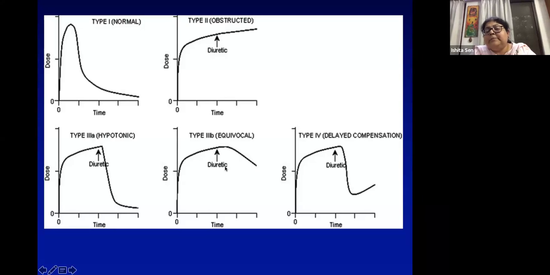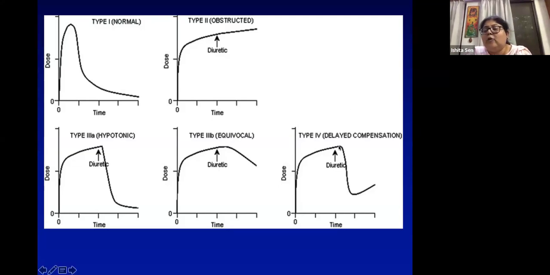Now, the type 3B curve is an equivocal curve. Here, you give the Lasix, and while there is a dip, the dip does not reach half of the maximum count. So while there is a slight dip, there is still an element of obstruction. These are usually the curves where you have to look at other aspects before you make a decision whether this is an obstructed system or not.